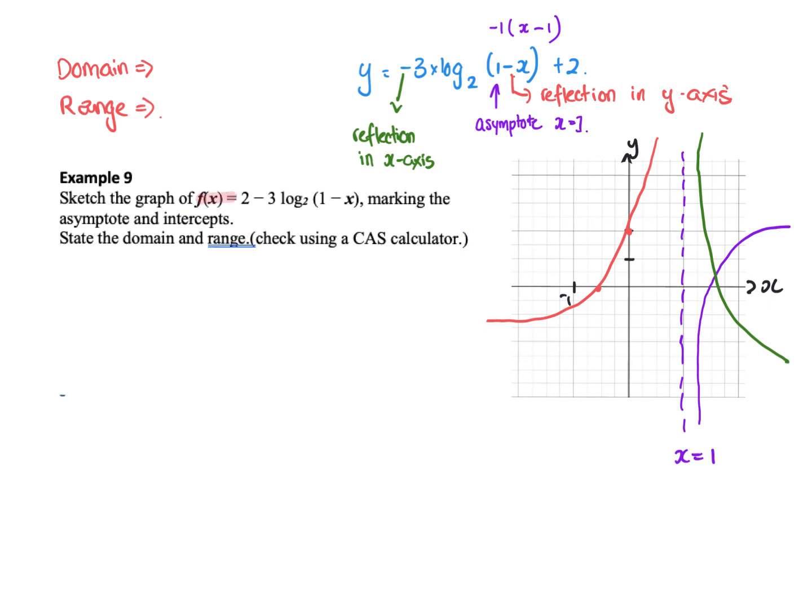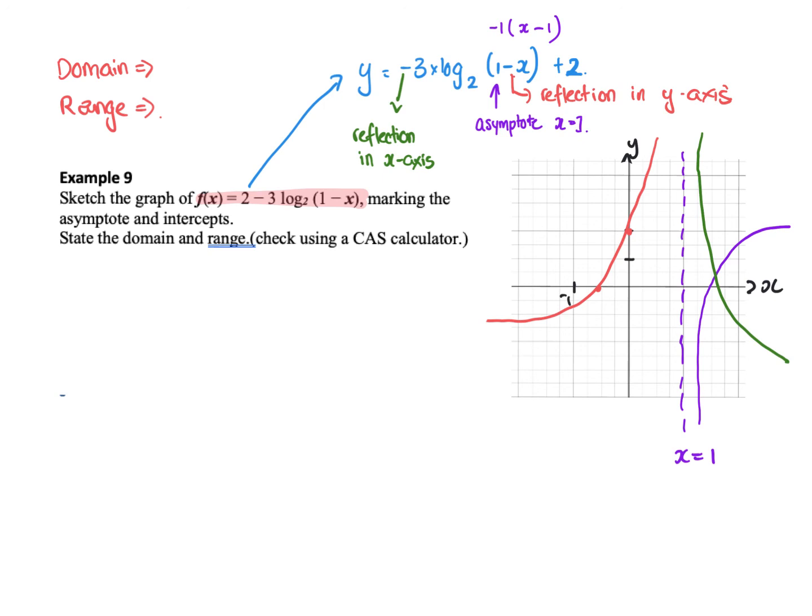It says graph the function 2 minus 3 log base 2 of (1 minus x). Okay, so just to show you, I've written it out like we would normally do, because I put this plus 2 over here. Instead of being at the front, I put it at the end because I'm used to seeing it like that, and I know that's the up and down transformation.